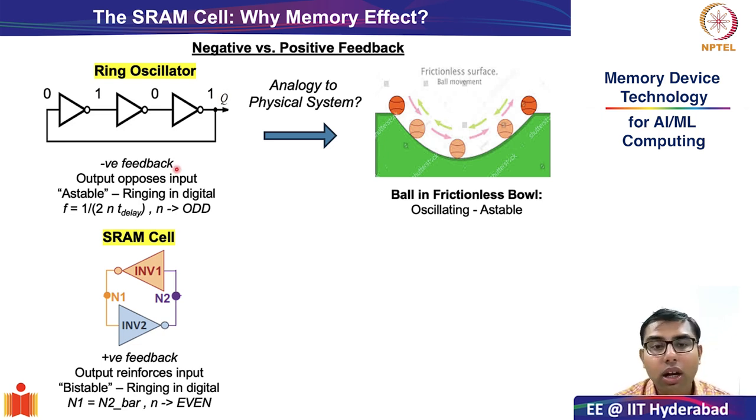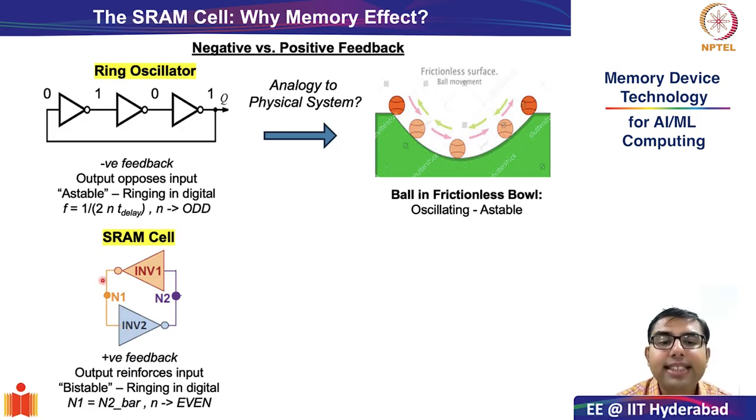In the SRAM cell, because the number of stages is even, the opposite effect is seen. Just imagine if inverter 1 output was connected to inverter 2 input and vice versa. This gives you a positive feedback. Why do you call it a positive feedback?